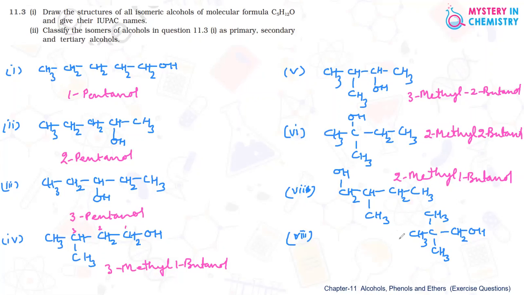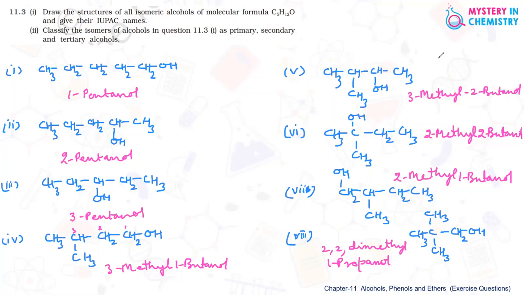And the last one is actually neopentyl alcohol, the common name, but the IUPAC name should be 2,2-dimethyl-1-propanol. 1, 2, 3 in the longest chain, and the first carbon is having OH group. So it should be 1-propanol. So these are all the IUPAC names, and this is all about the first part.